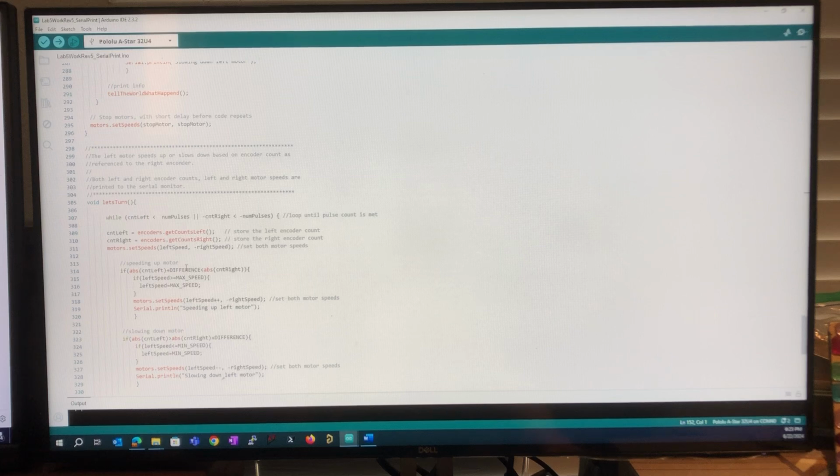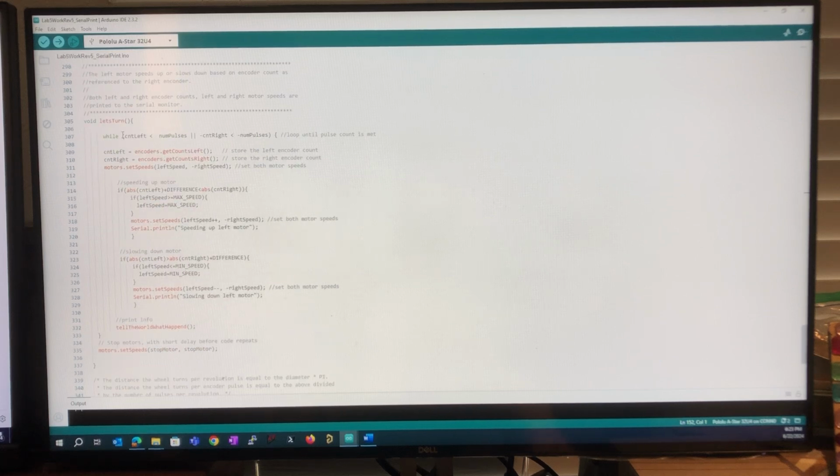Let's turn. Again, while the left encoder count is less than the number of pulses we need, or the negative right count is less than the negative pulses. This is because it's going backwards and we're reading it as negative. So that's why I made it look negative. But here also we will get the left and right encoder counts. We will set the left and right speeds. The negative here again just means it's going the other direction.